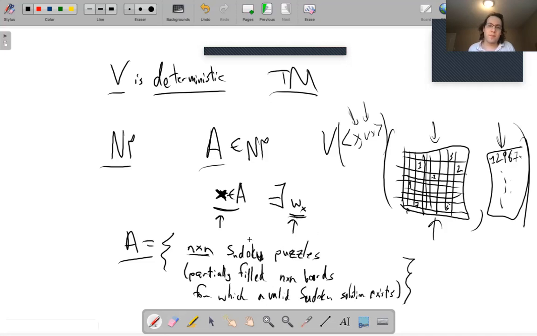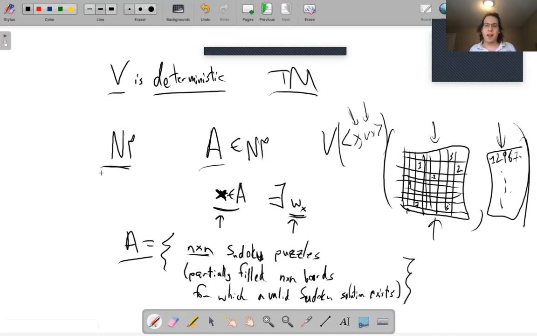In this sense, NP can be thought of as a class of puzzle languages for which a solution to the puzzle can be verified in polynomial time. So you may not be able to solve the puzzle in polynomial time necessarily. Maybe sometimes you can, sometimes you cannot. That depends. But you can verify a solution to the puzzle if somebody gave it to you.